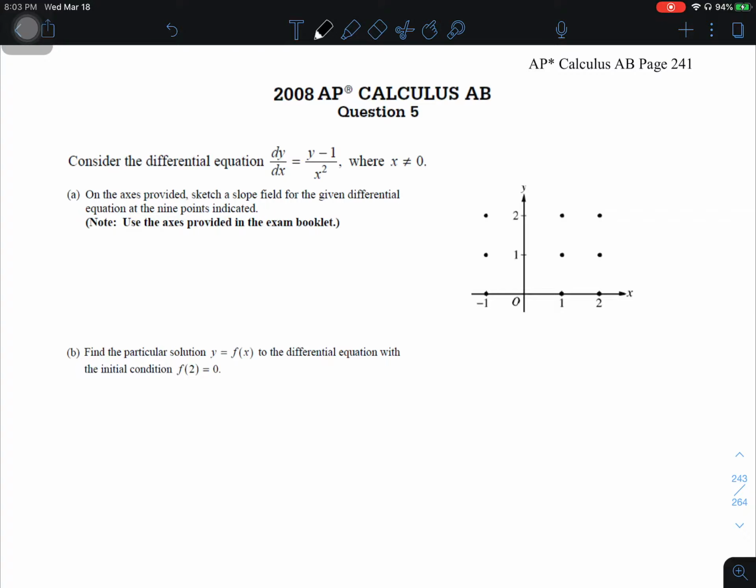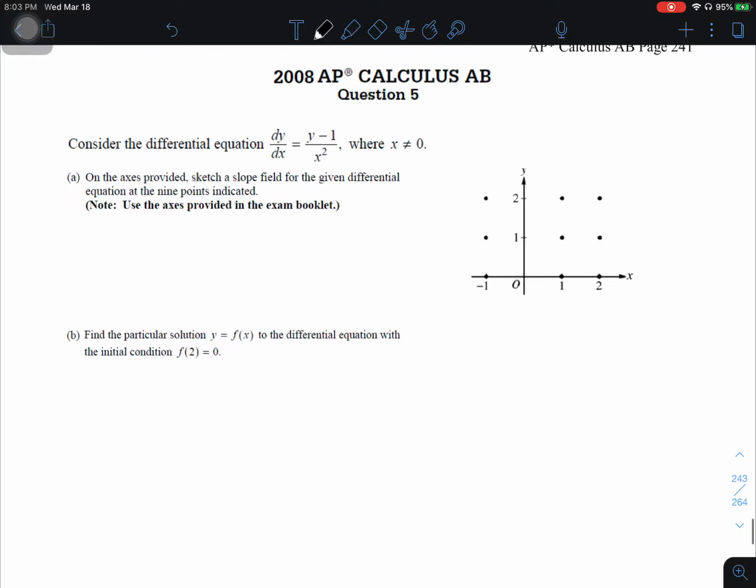This is AP Calculus AB. We're looking at the release question from the 2008 AP final. It's question number 5. Consider the differential equation dy/dx = (y - 1)/x², where x can't be 0. Now when it tells you x can't be 0, that means we don't have to put anything here on the y-axis. That's important. On the axes provided, sketch a slope field for the given differential equation at the 9 points indicated.